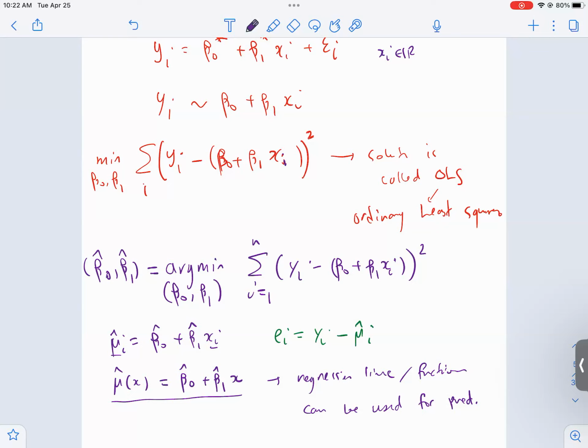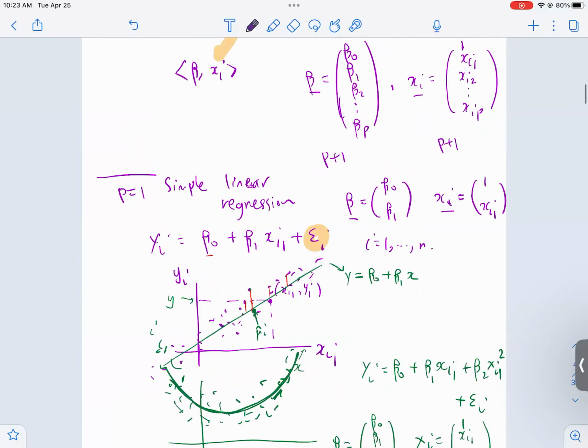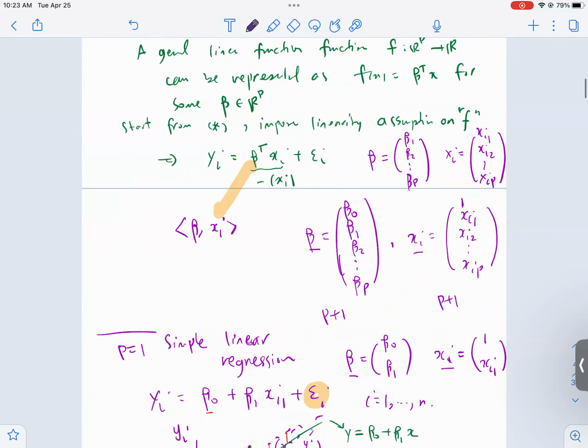So this problem is called least squares. Since I write it as LS, we solve the least squares problem to fit them all, or estimate the parameters. How can I generalize it to multiple linear regression or general P? So this was just a single. So we did the simple linear regression case. If I want to do this more general setting, can I use the same ideas?